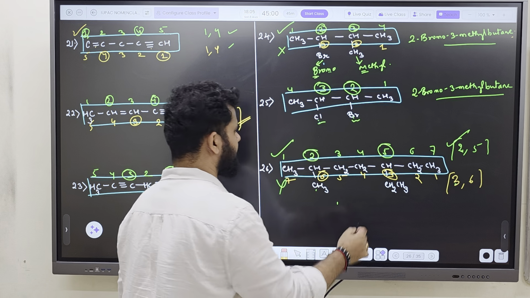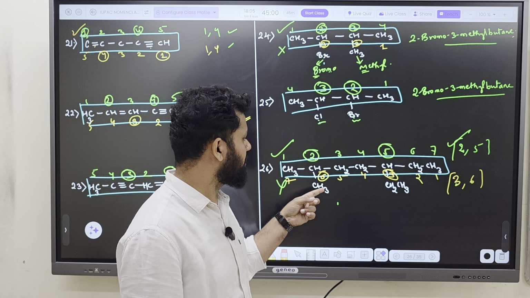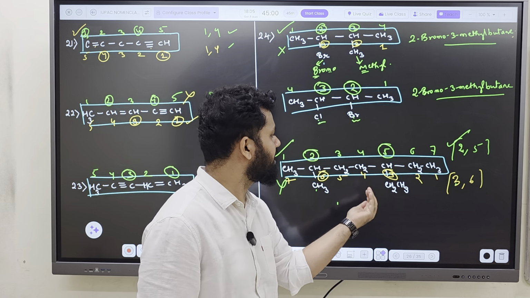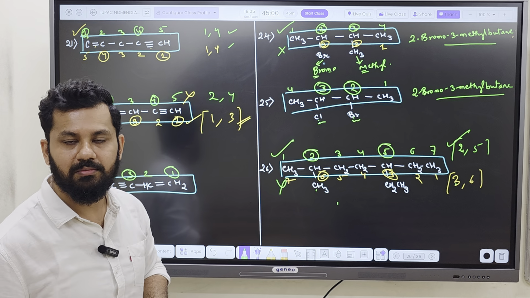Have a look at this. Sir, both ways the set of locants would be what? Here it is 2, 5. This way it would be 3, 6. So 2, 5 is better than 3, 6.